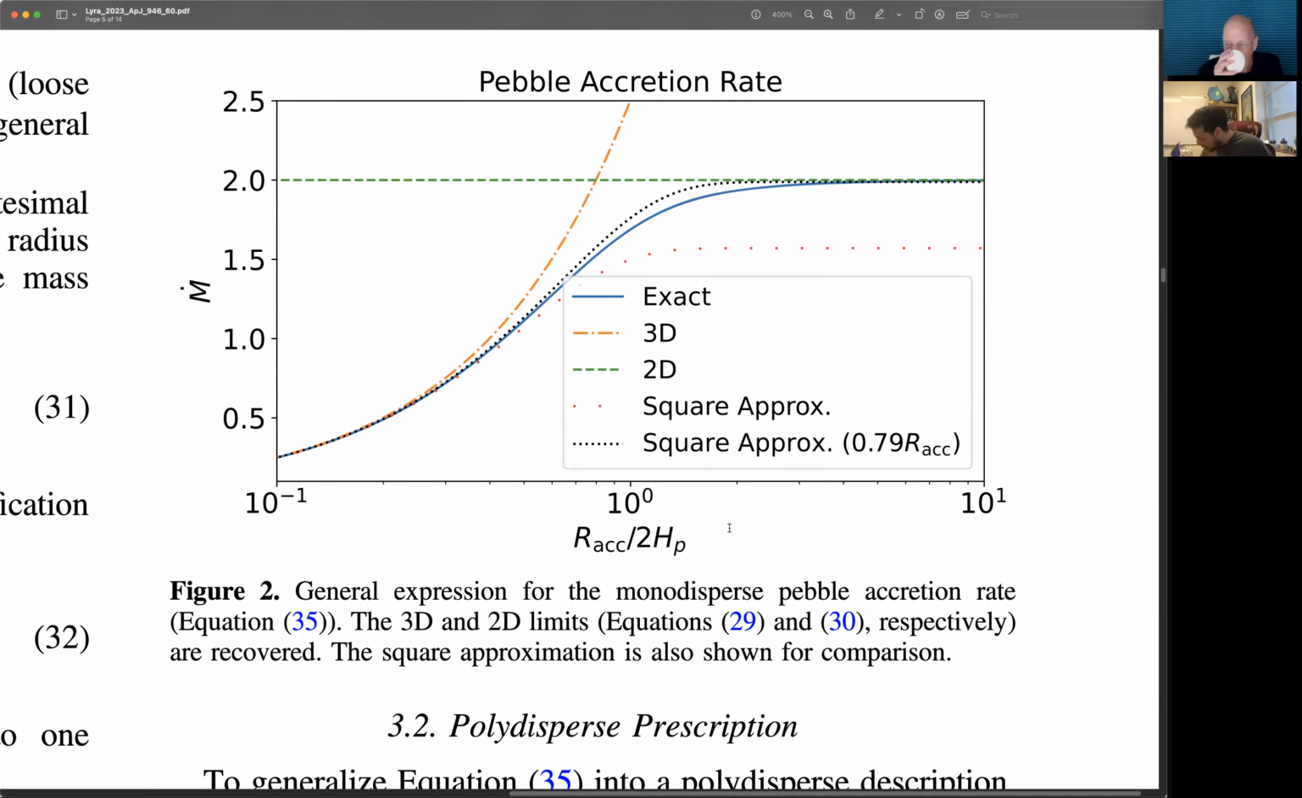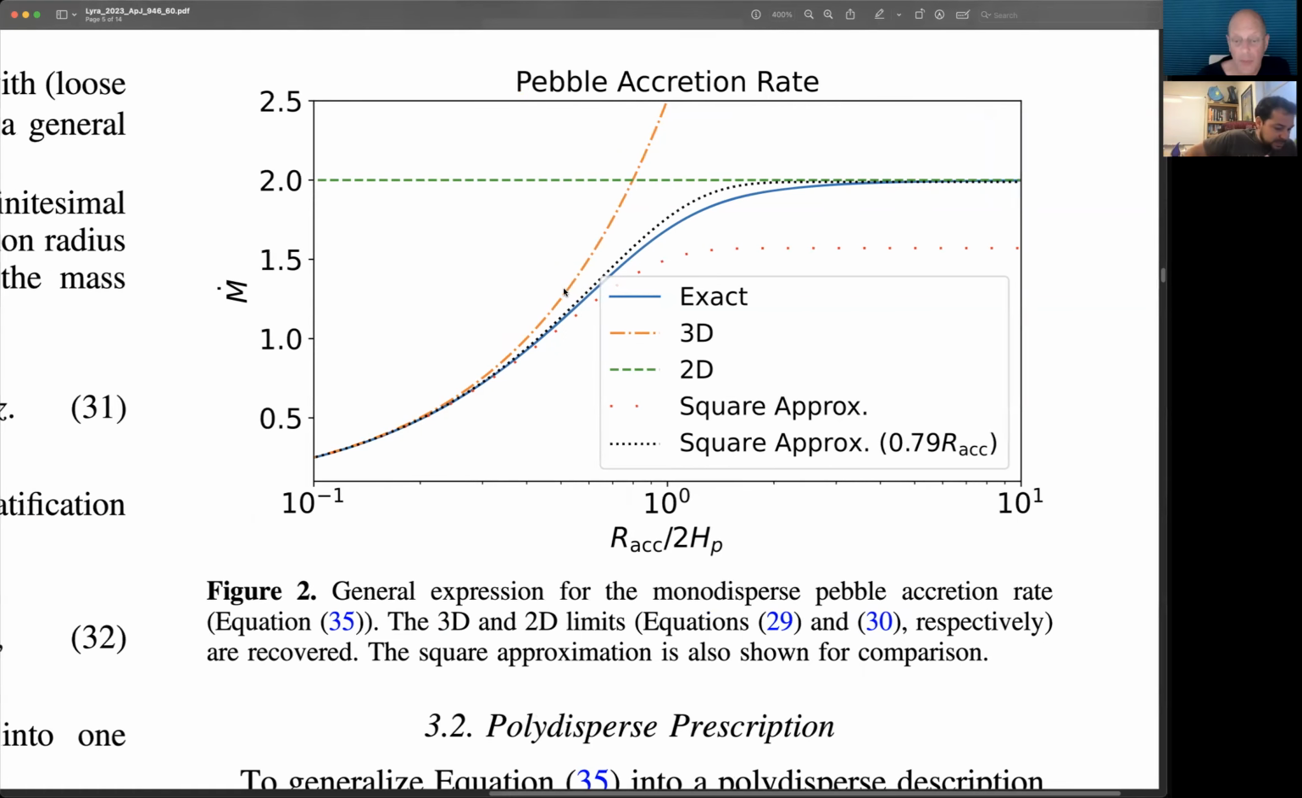Yeah, because this is a paper that combines analytical theory with numerical calculations. So what we are building here is analytical theory, right? And what we found in this work, that's what I'm showing in this figure, is an exact solution for the monodisperse pebble accretion rate.